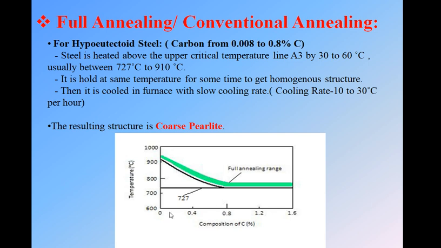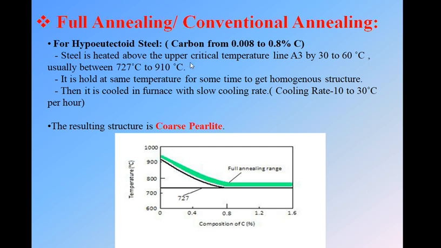So from 0, or we can say 0.008, up to 0.8 we have hypoeutectoid steel, and from 0.8 to 2% we have hypereutectoid steel. These are the two differences. From 0 to 0.8 it is hypoeutectoid steel, and from 0.8 onward it is hypereutectoid steel. So we are going to first see the hypoeutectoid steel.